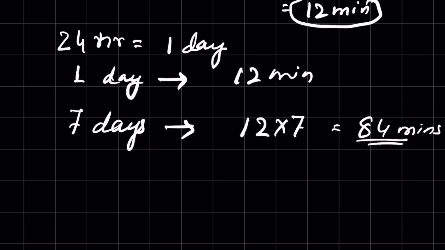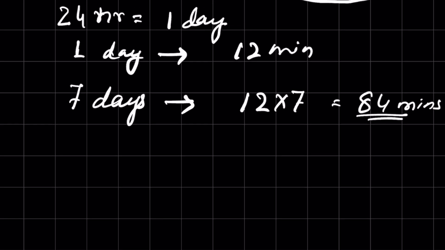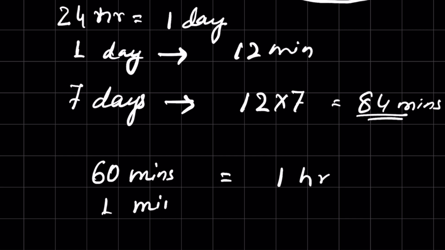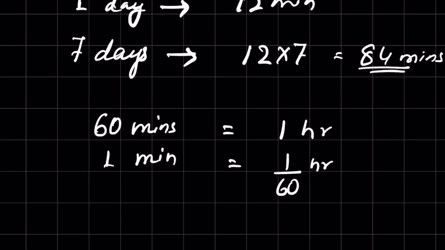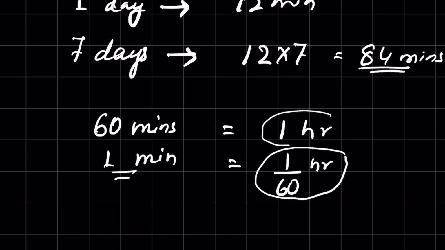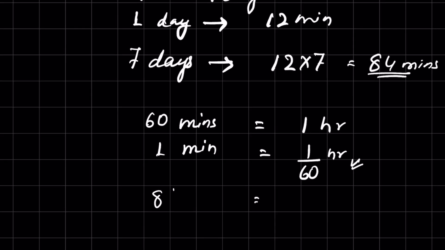So in minutes we calculated. How can you convert it into hours? Because we have to write the answer in hours. We know that 1 hour is equal to 60 minutes, or we can write 60 minutes is equal to 1 hour. Using the unitary method, 1 minute will be equal to 1 upon 60 hour. When this quantity is supposed to be less, we divide. So we know that 1 minute will obviously be less than 1 hour, so we put this number in the denominator. 84 minutes will be more, so we multiply here. Now we have 84 upon 60.